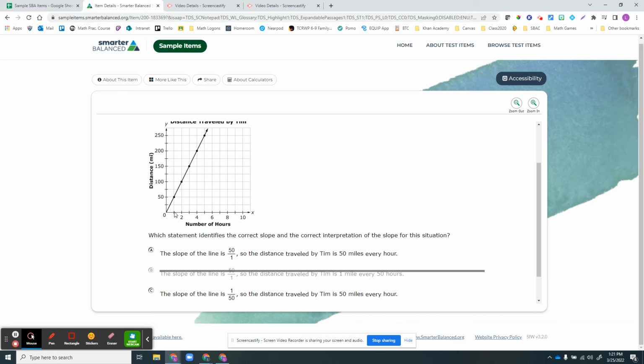So let's look. So we've got 1 hour, 50 miles. So 1 hour, 50 miles. We know this piece. So the slope is 50 miles over 1, right? So we know it's A. And that's how we do that one.